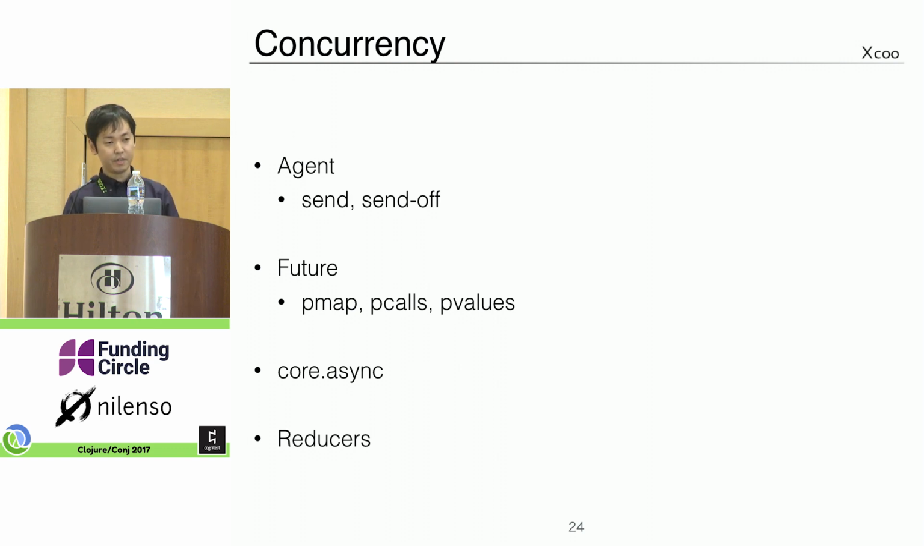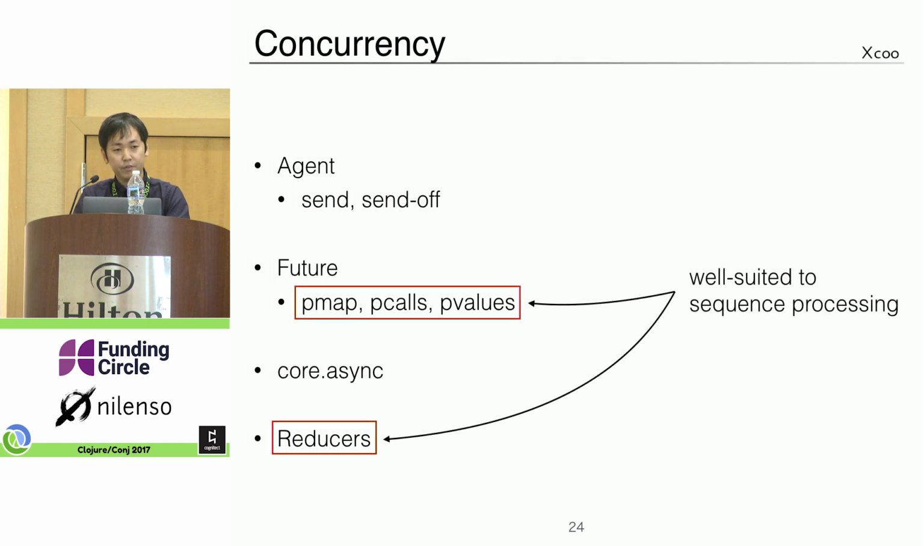Basically, Clojure has 4 types of concurrency. The first is agent functions, including send and send-off. The second is future functions. pmap-like functions also internally use futures, since pmap's results are a kind of future. As other concurrency mechanisms, there are core.async and reducers. Among these features, which is appropriate for sequence processing? For sequence processing, pmap and reducers seem well suited.